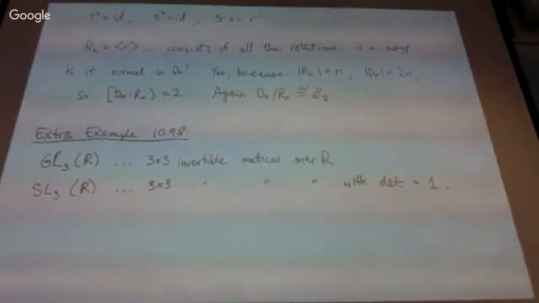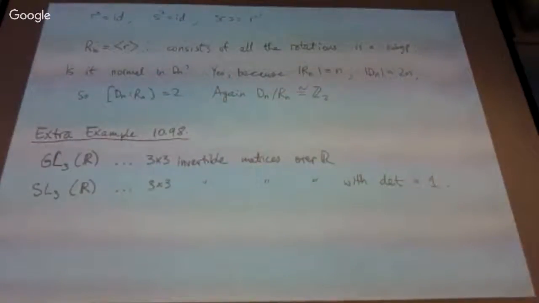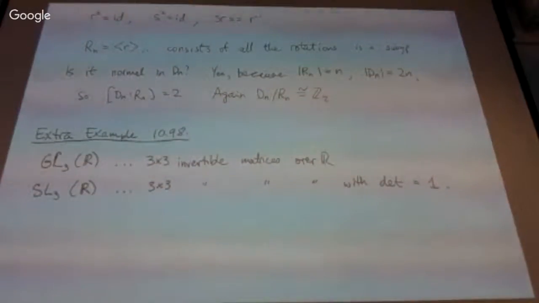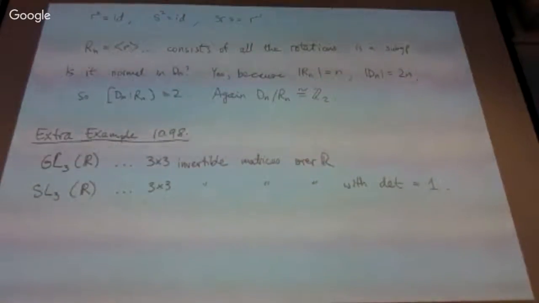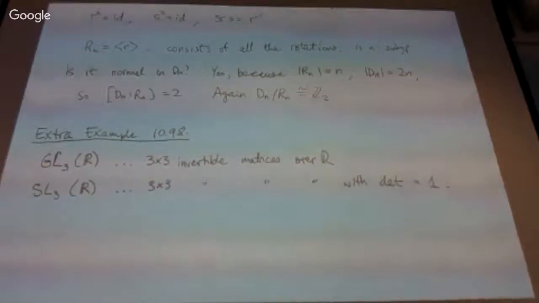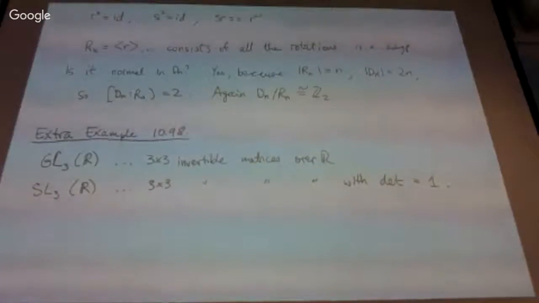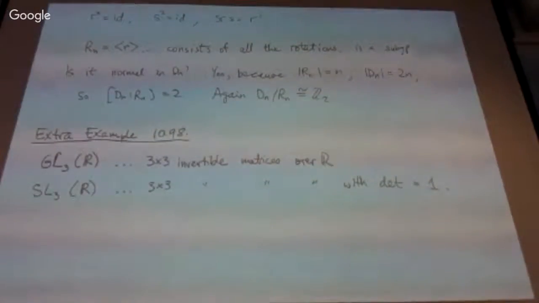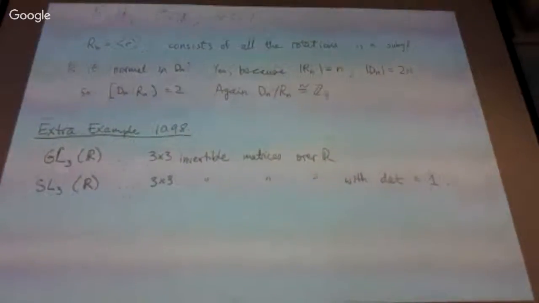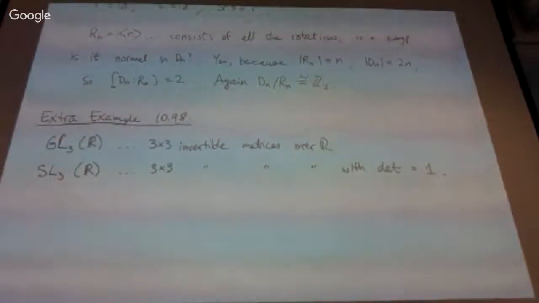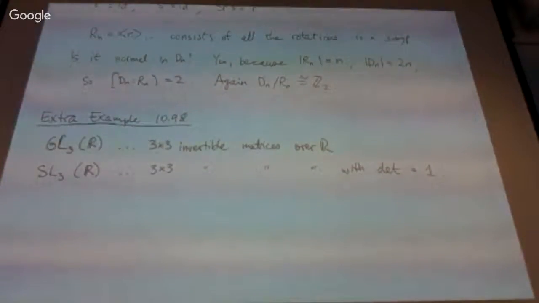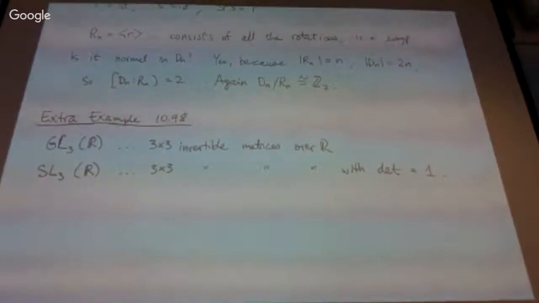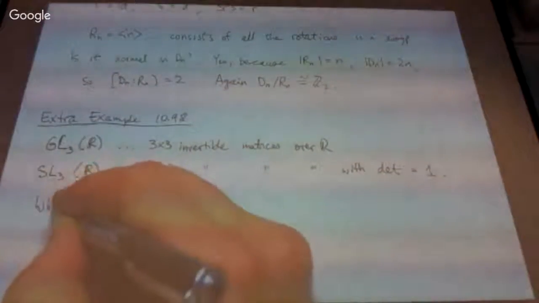Is it normal? It's not index 2, it's not even finite index. So why is it normal?